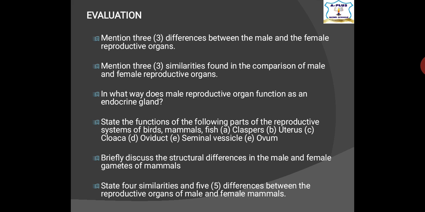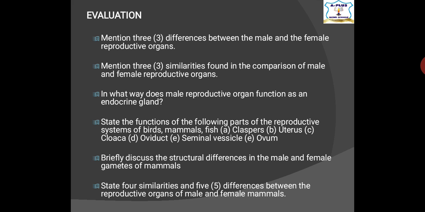Now, mention 3 differences between male and female reproductive organ. That's what we just talked about. You should be able to do that. Mention 3 similarities found in the comparison of male and female reproductive organ. We should be able to do that also. In what way does male reproductive organ function as an endocrine gland? I need you to find out that. I'm giving you that as an assignment.